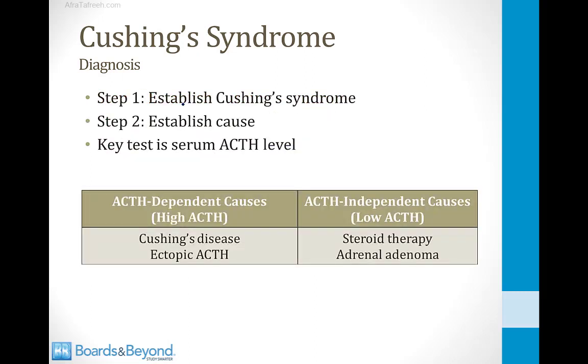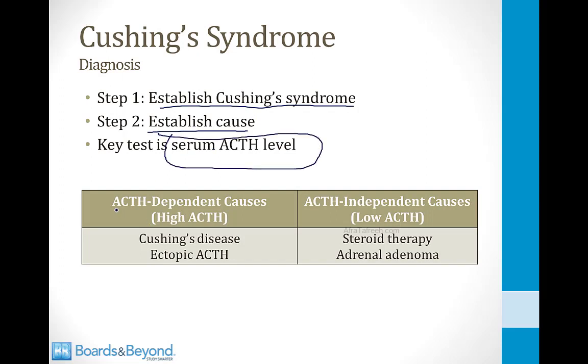So step one in the workup of Cushing syndrome is to establish that the patient has Cushing syndrome. And you can do this by measuring urinary cortisol or salivary cortisol or by doing the low-dose dexamethasone test as I have just described. Step two is to establish the cause of Cushing syndrome, and in this case, the key test is the serum ACTH level.